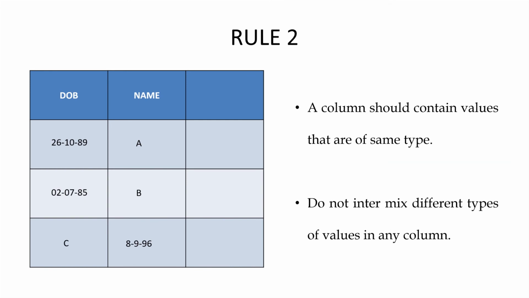In rule number 2, a column should contain values that are of the same type. For example, take the date of birth column, which is date detail. Here the first two entries are of date type, but the third entry is a character type, or we can say a variable character. Similarly, the second column is a name type, so it should be a character type, but in the last column the date information is stored. So, we should not intermix different types of values in any column. It will violate the rule.